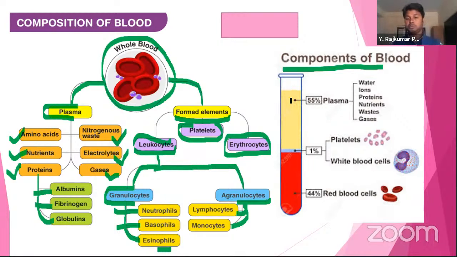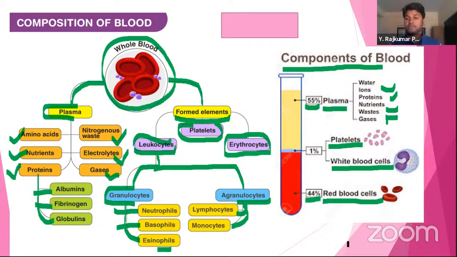Here, if you take a test tube and centrifuge it, you find 55% of the blood is composed of plasma, in which these substances are present: water, ions, proteins, nutrients, waste, and gases. Only 1% you find platelets, which are called thrombocytes, and white blood cells. They are very less in number and they are effective. And 44% of the blood is red blood cells. Okay, so this is the composition of the blood. Let's learn further.